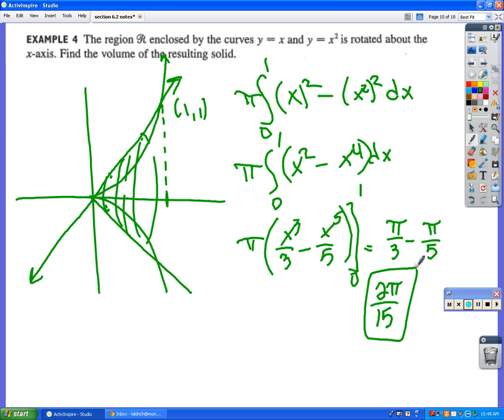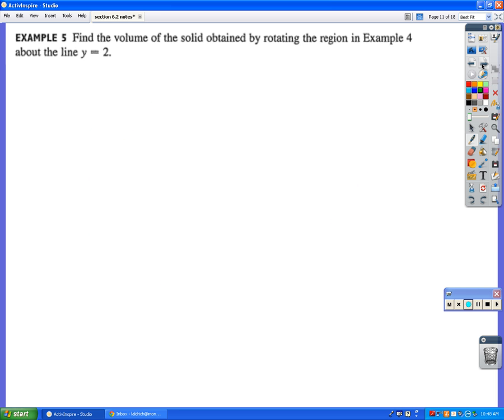Okay? All right, so from here, things get more complex because we're going to start rotating it not over the x-axis, but around a different y line.